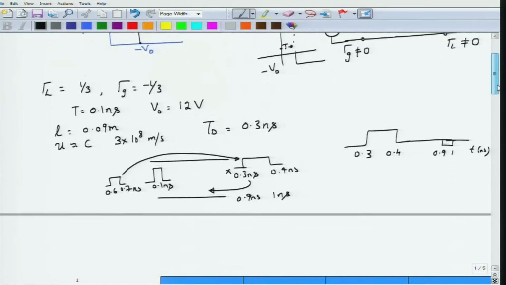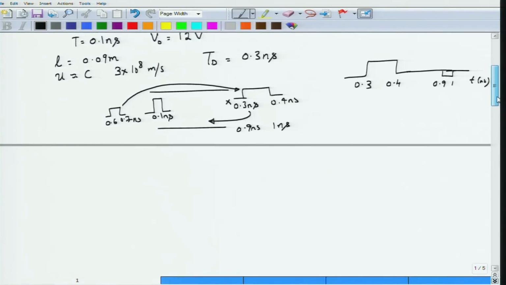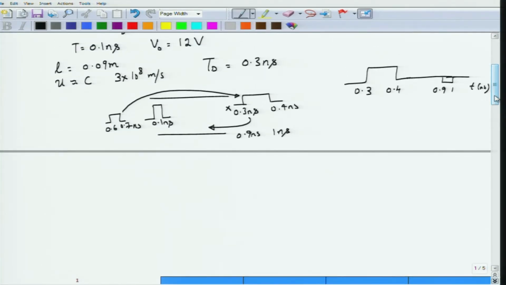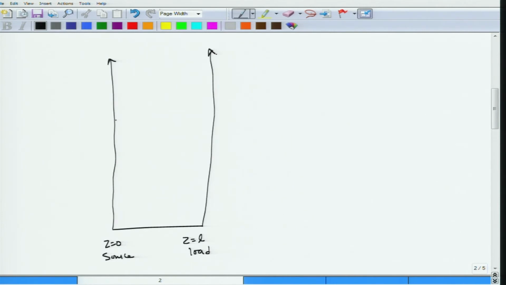Let us actually verify that this conclusion is correct by drawing the lattice diagram. To draw the lattice diagram, remember what we need to do. This is z equal to 0 and this is z equal to L. This is the load side and this is the source, or the generator, or the driving side. The time axis is still along this one, all calibrated in terms of nanoseconds.